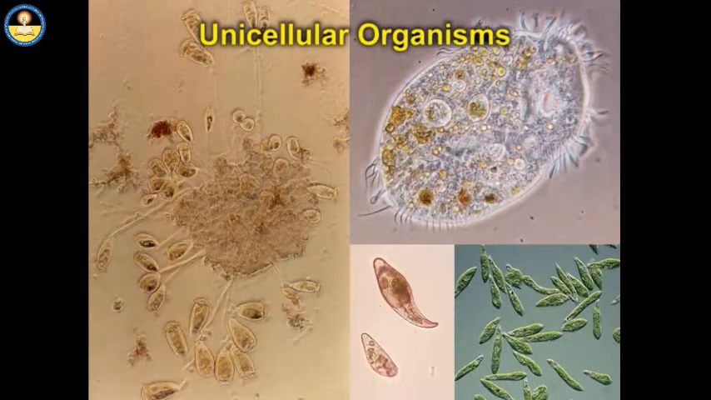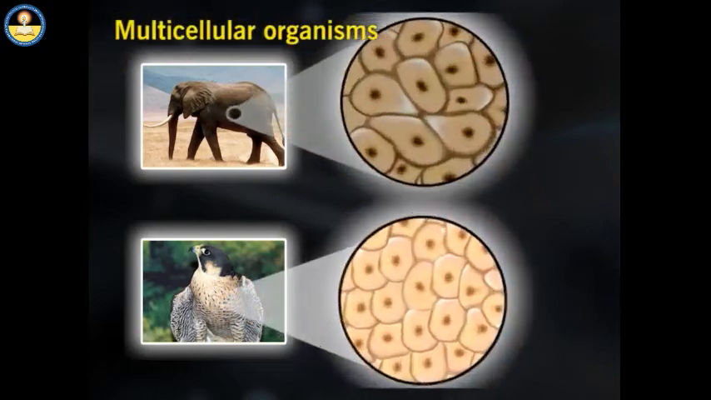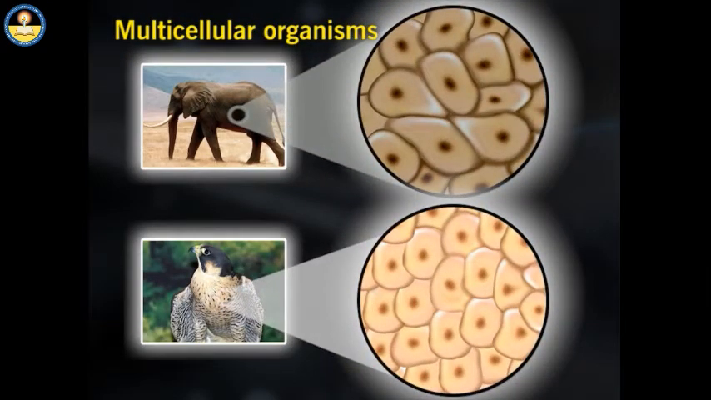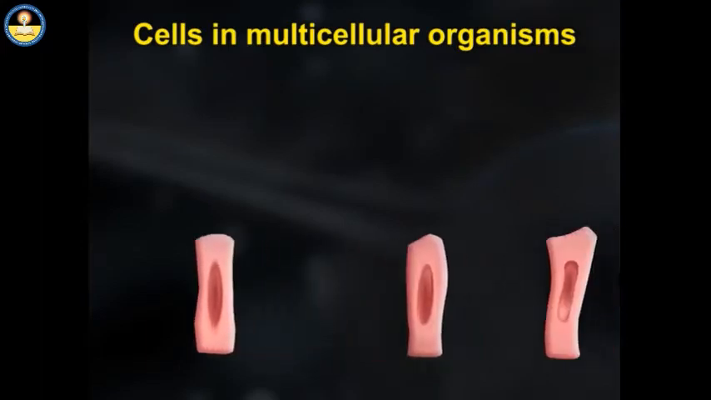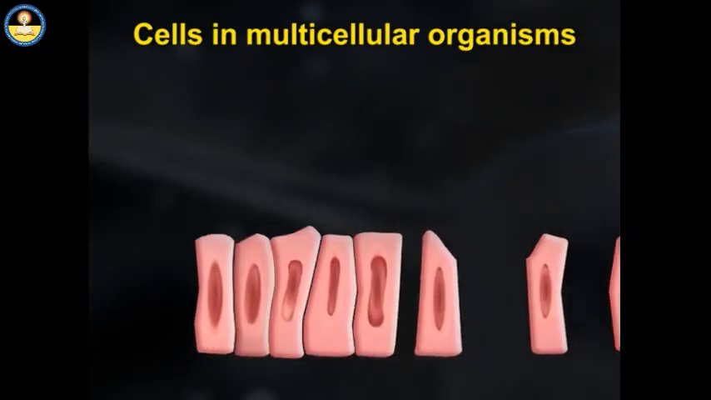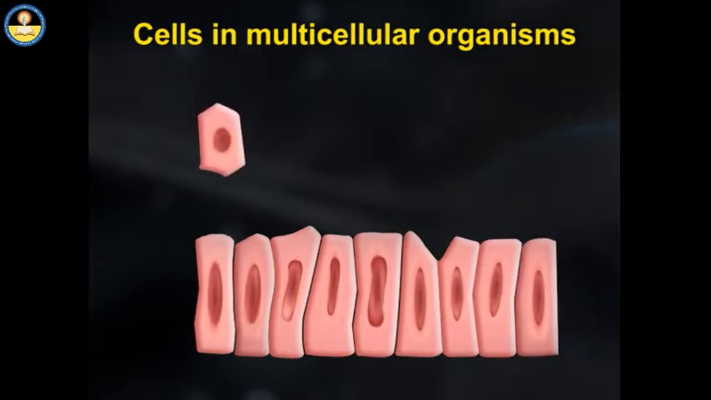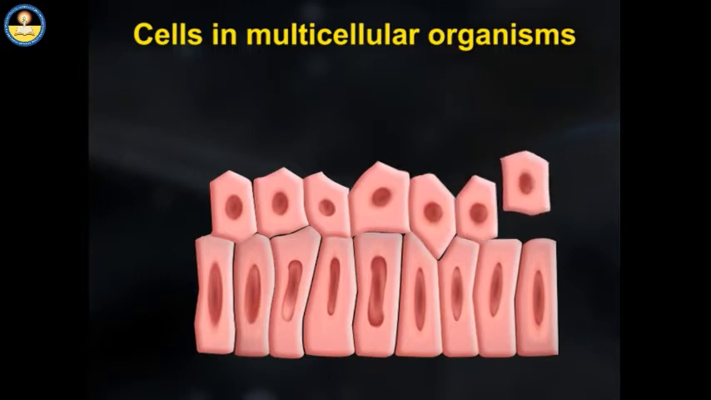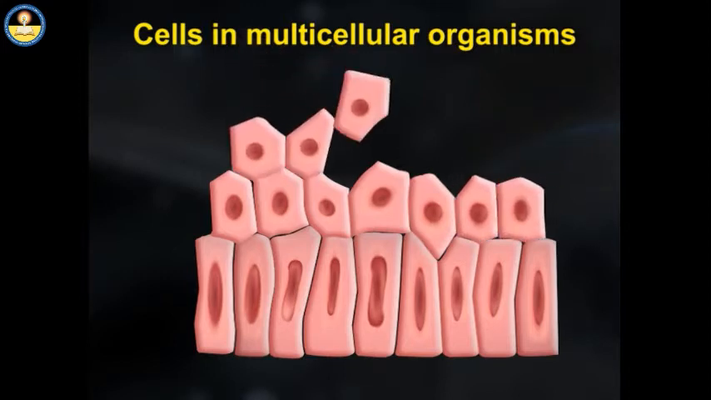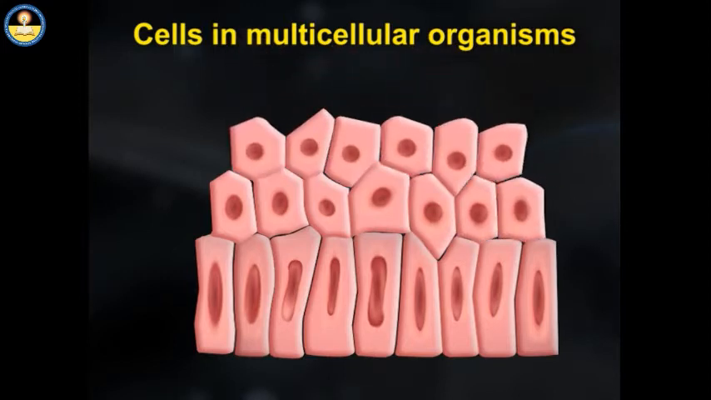In these organisms, the single cell performs all life functions. Other organisms made of a number of cells are known as multicellular organisms. Within multicellular organisms, cells are organized in some collective form and work together to carry out specific functions. In multicellular organisms, the cells become dependent on one another.